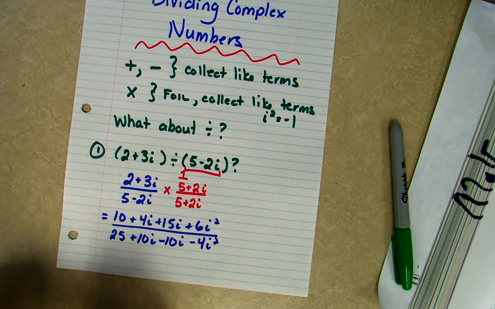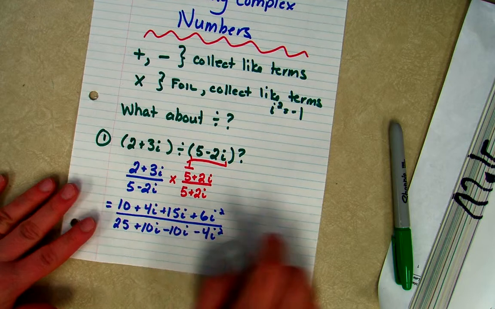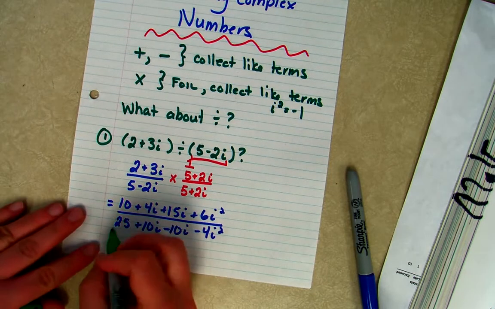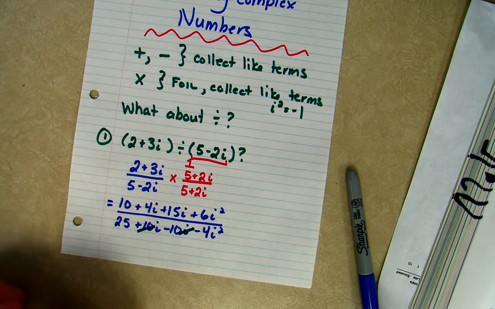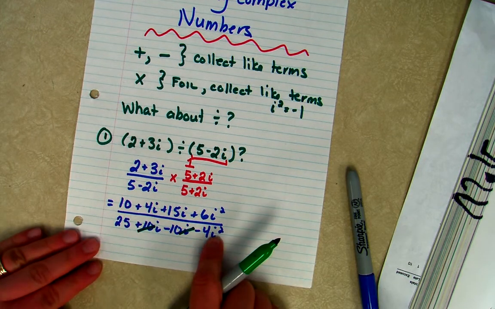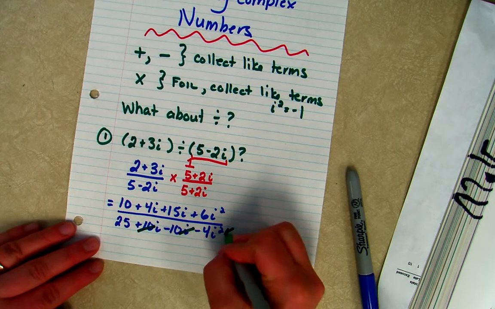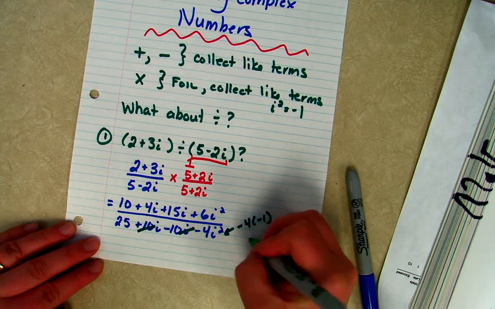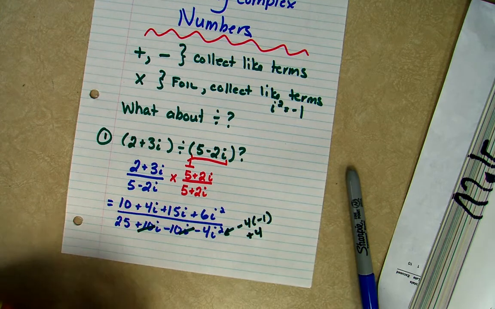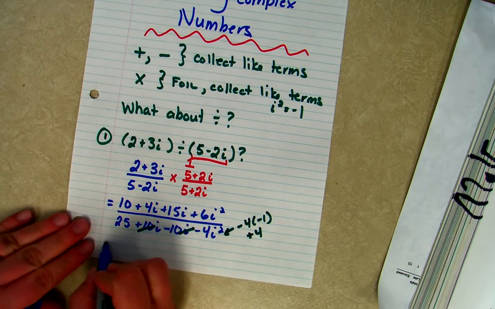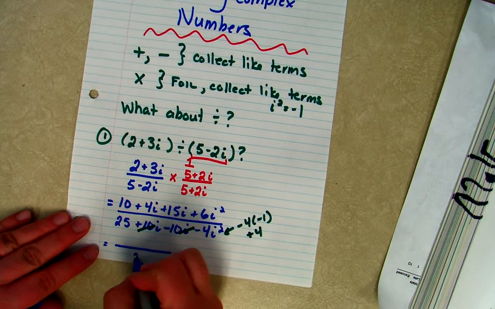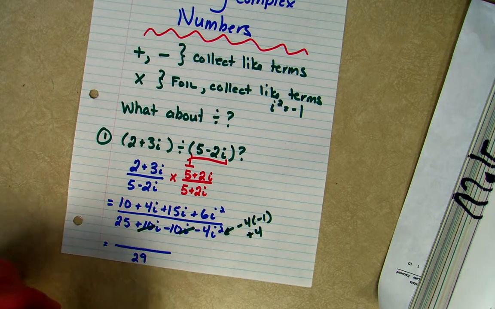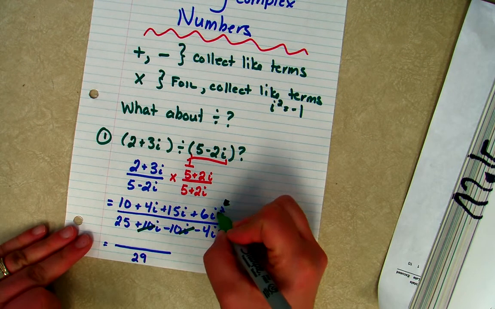So we looked at this a little bit yesterday. We just didn't have such big things on top and bottom. Now, on the bottom, my i's will cancel out. And don't forget that because i squared is -1, this really becomes -4 times -1. And another way of thinking about that is plus 4. So my bottom is going to be 25 plus 4 to give me 29. The top I'm going to clean up. And again, I have another i squared here.